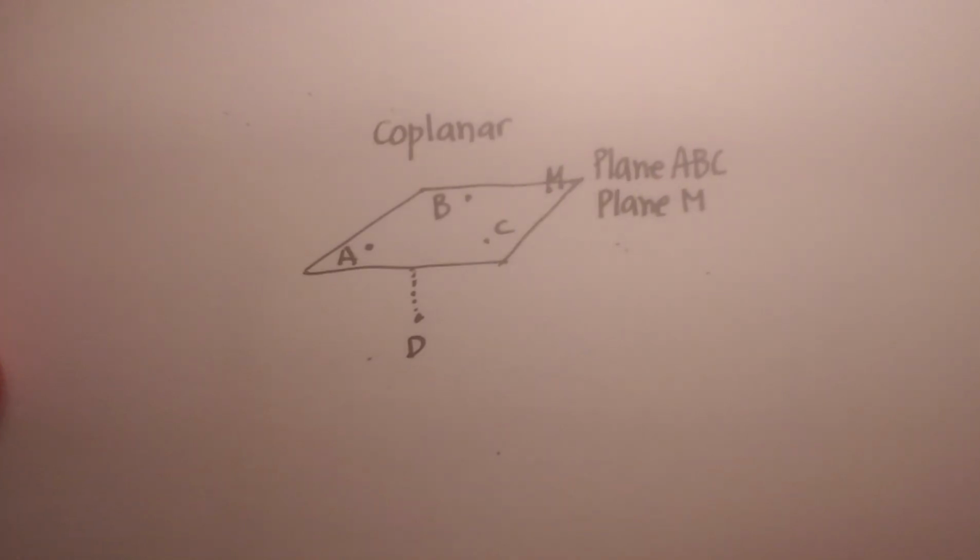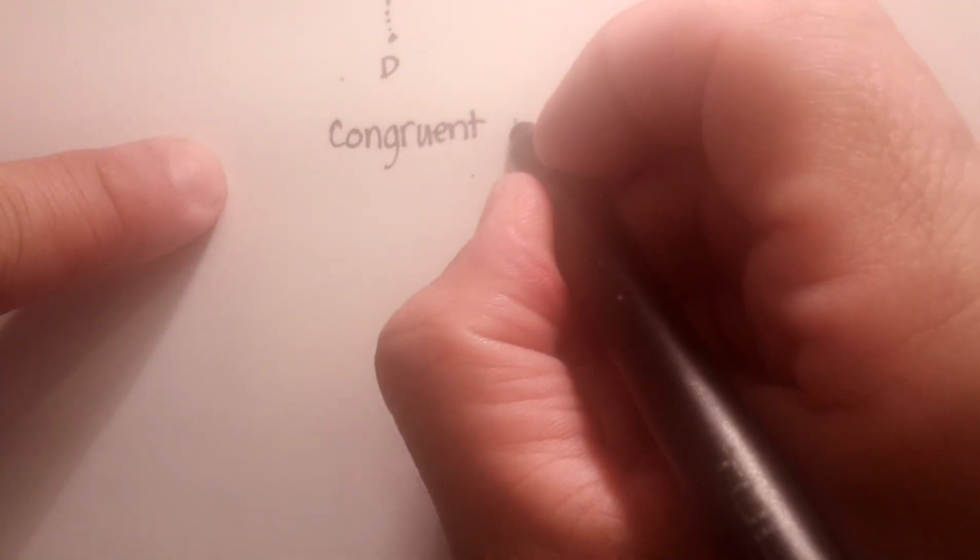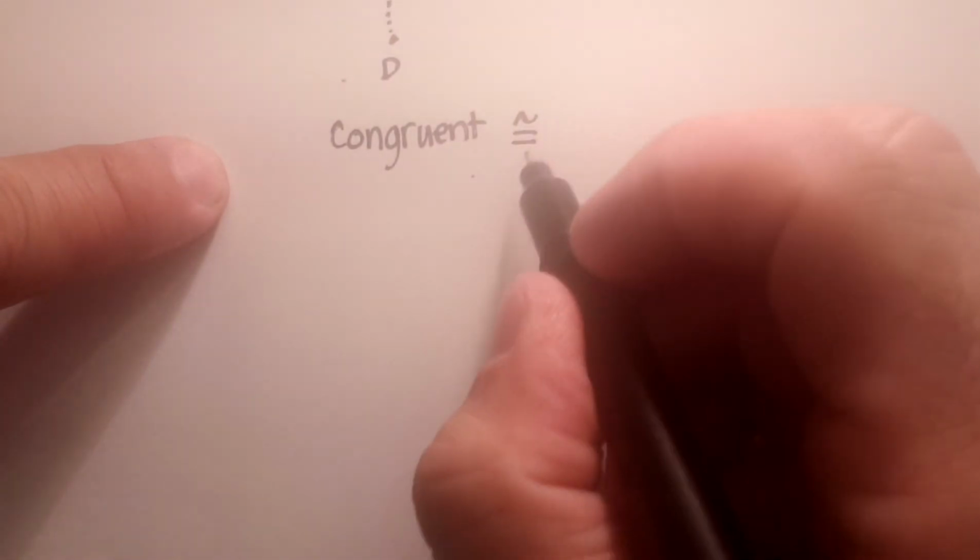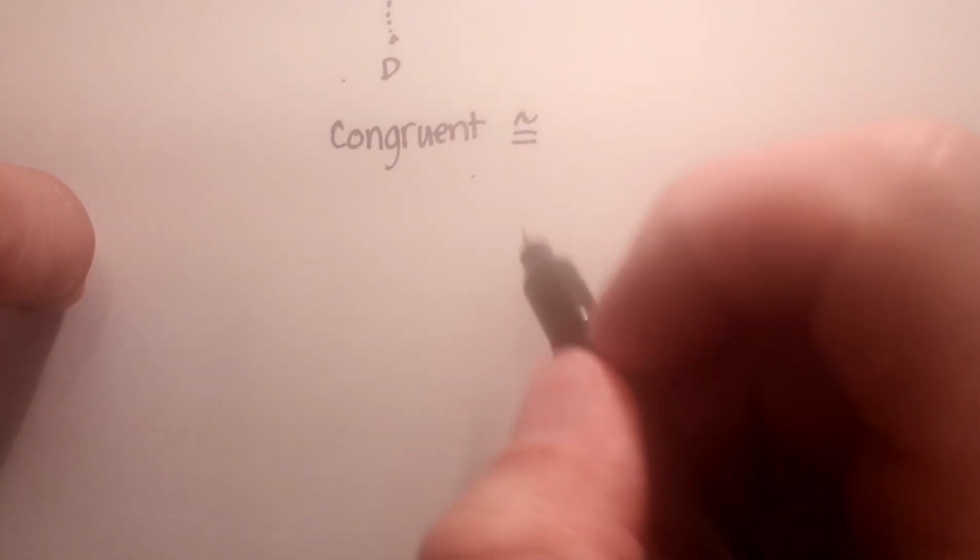Okay? And finally, let's look at our last point, and that's congruent. Now, congruent in my book is probably the most important term of these 3, but let me show you why. Congruent. Now, the symbol for congruent is this. It's an equal sign with a little wavy part above it. Okay, now what does congruent mean?